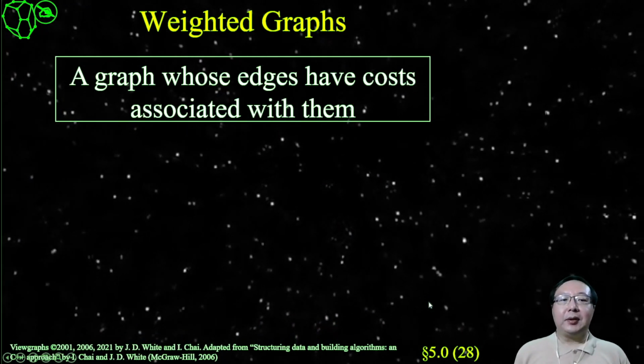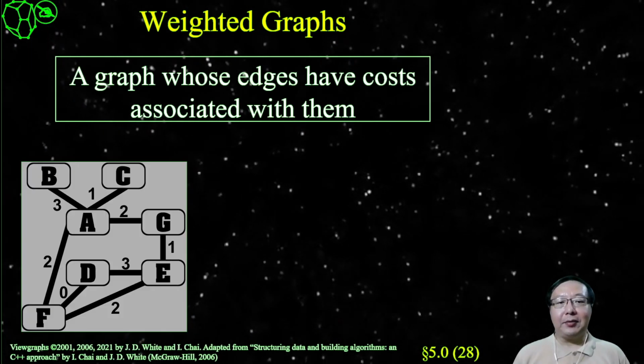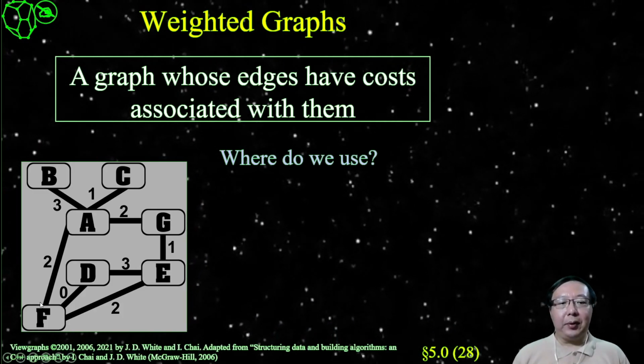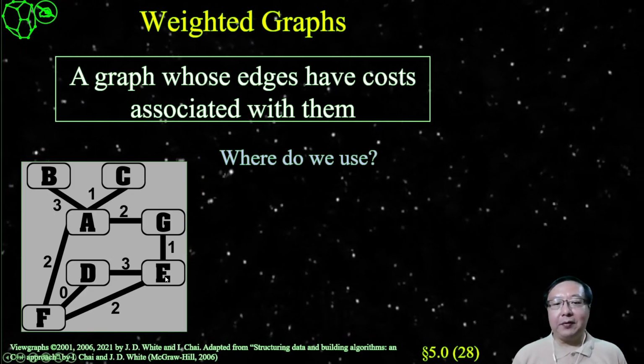Weighted graphs. A graph whose edges have costs associated with them are weighted graphs. So for example, here is a weighted graph where FA has a cost of 2, DF has a cost of 0, FE has a cost of 2.